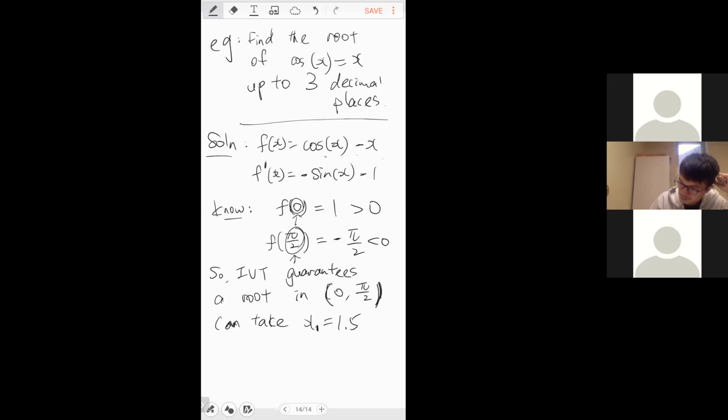Okay, and then you use the formula. So the formula says that if I want to find x2, x2 would be x1 minus f of x1 divided by f prime of x1. So you plug 1.5 into your original function as well as your derivative. I don't think I have that in my notes, but anyway, this is the formula. So plug that into the formula. And when do we stop this process?